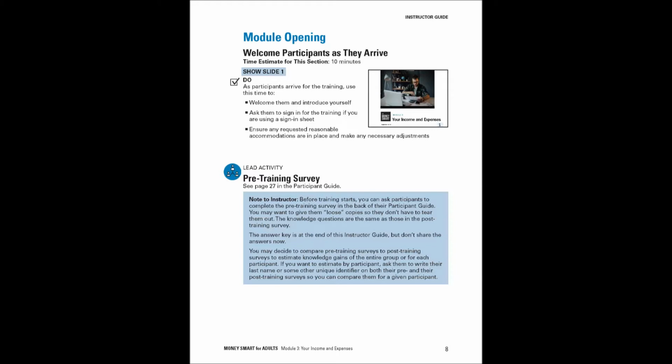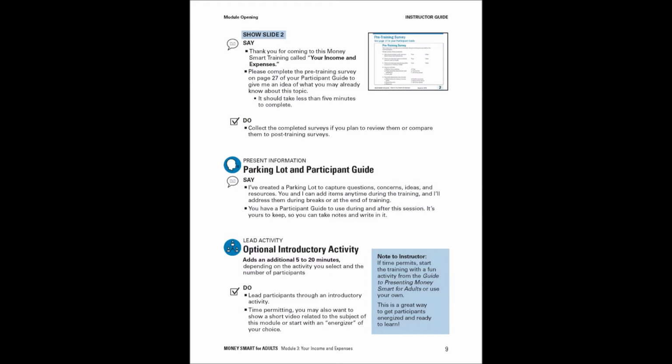Module opening. Show slide 1, which is the title slide of the module. And as in every module in the Money Smart for Adults training, you're going to complete a few tasks such as welcoming participants as they arrive, introducing yourself, asking them to sign in, ensuring any requested reasonable accommodations are in place, and making any necessary adjustments. And once you're ready to begin the training, ask participants to complete the pre-training survey.